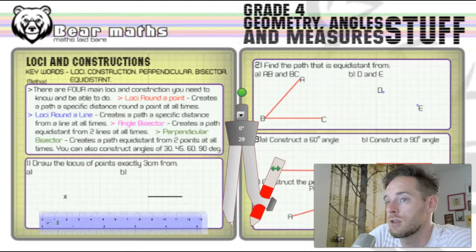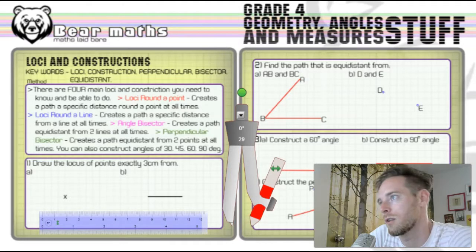A construction is an accurate mathematical drawing. Perpendicular means at right angles to. Bisector means to cut exactly in half. And equidistant means equal distance from one point or one line to another. So if something is equidistant, it is the same distance away from one thing to another thing.